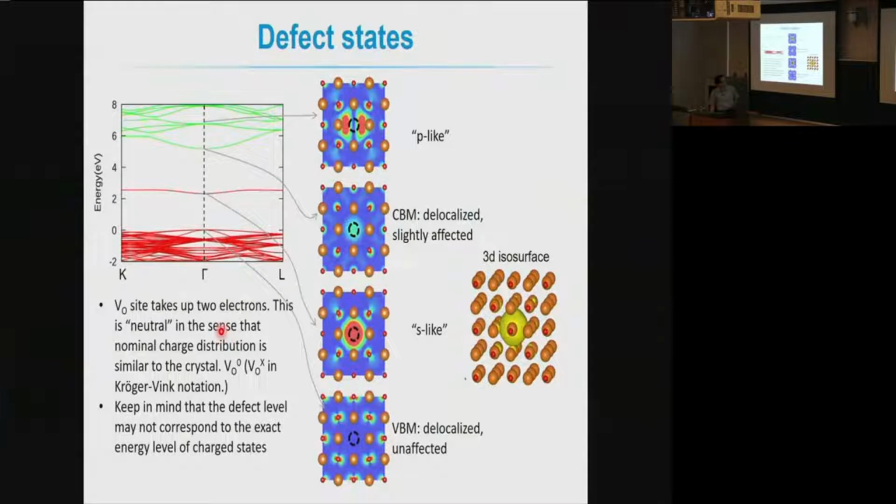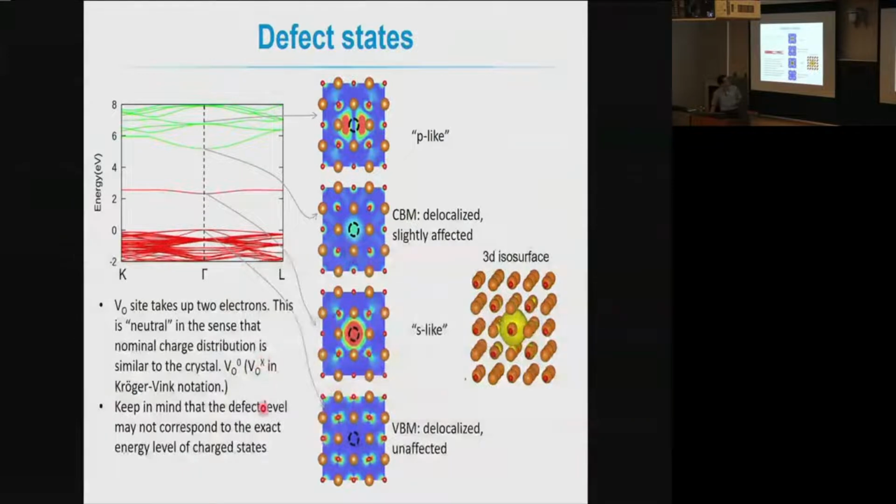So electrically, this is a neutral state because in the whole crystal, all those magnesium atoms are 2 plus, all those oxygen are 2 minus, and this vacancy is effectively 2 minus charge. Therefore the charge balance is perfect, and so this is called the neutral oxygen vacancy, or V_O^0. V_O is the vacancy at the oxygen site, and 0 means the neutral charge state. In defect chemistry, in the Kröger-Vink notation, this is V_O^x. So this is the electrically neutral state.